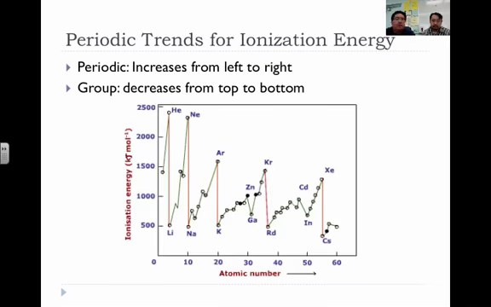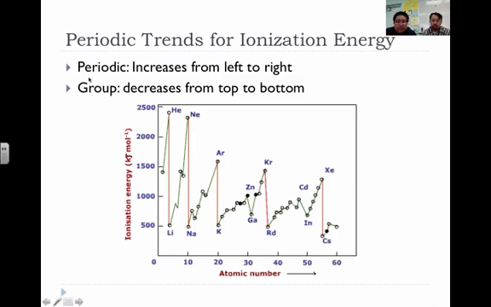If we look at the trends for ionization energy, as we go across the period, it generally increases. There are some places where it decreases, but that's more of some subtle electron configuration issues. And in AP we talk about it in more detail, but not at this level. The group trend is that we see the ionization energy decrease from top to bottom.